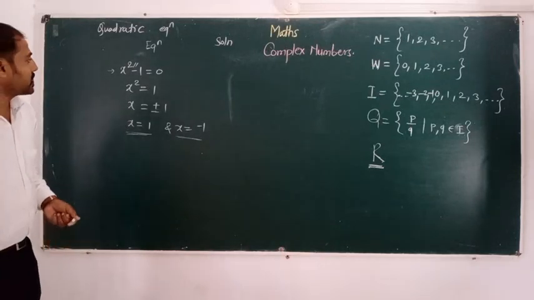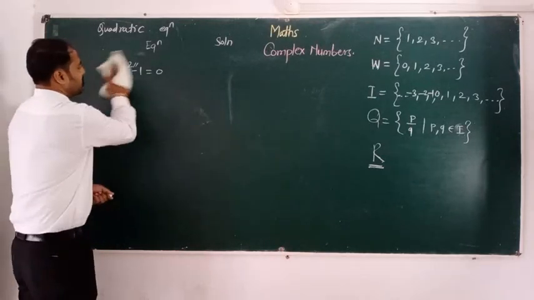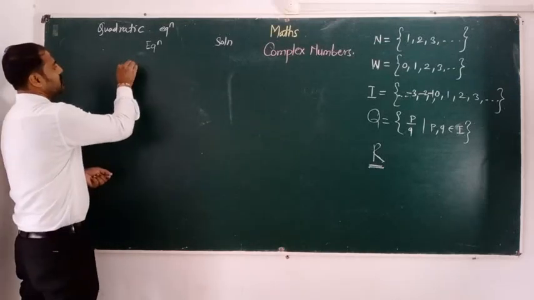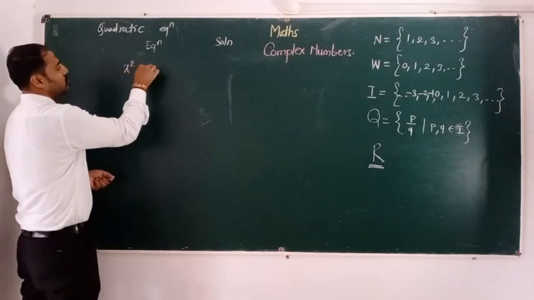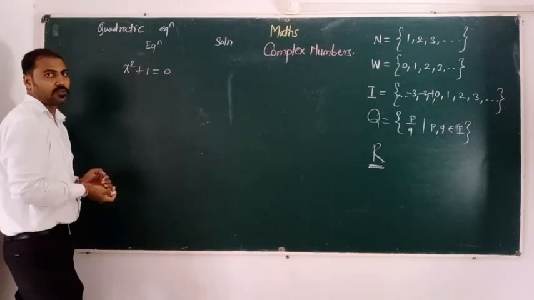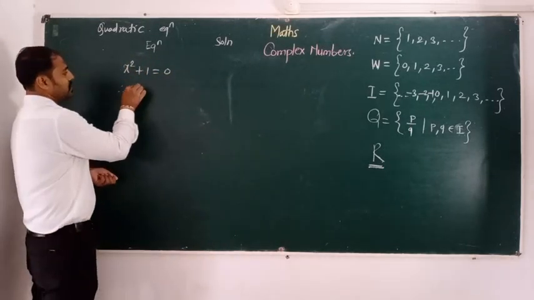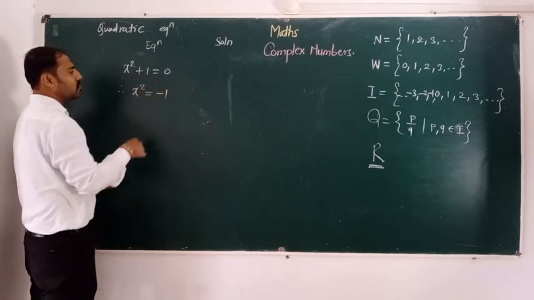But some equations are like this. X square plus 1 is equal to 0. On solving these equations, we get x square is equal to minus 1.